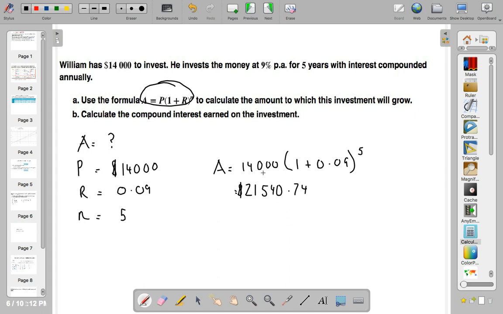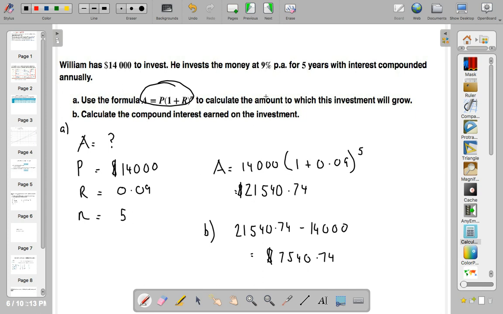We should always make sure it makes sense. We started with 14,000, and after about 5 years that seems pretty good. Now, that's part A. Part B: calculate the interest. The interest will be what we've got now minus what we invested, which is 14,000. If we subtract that, we get $7,540.74. So that's our interest.